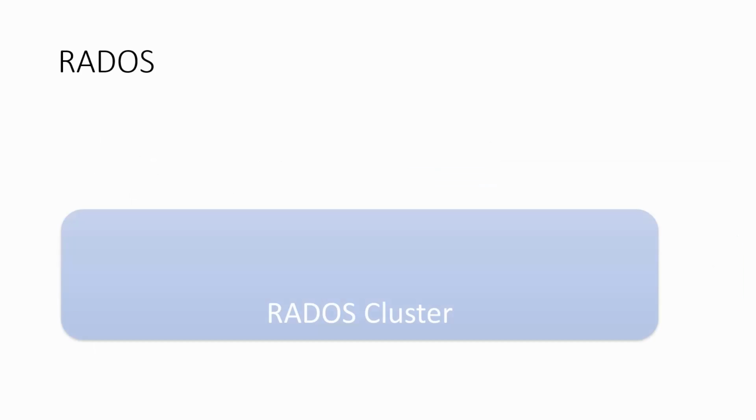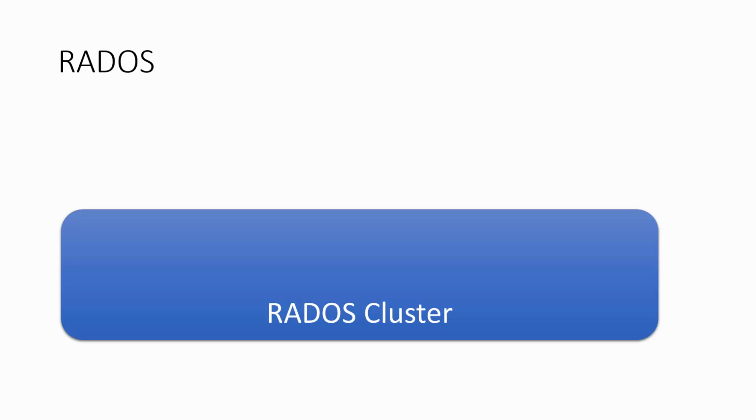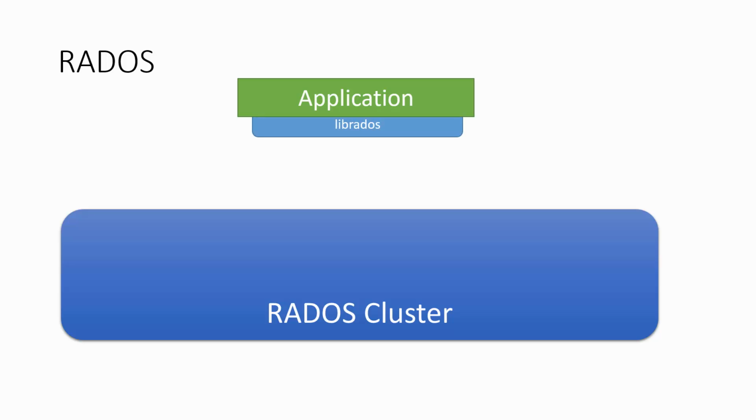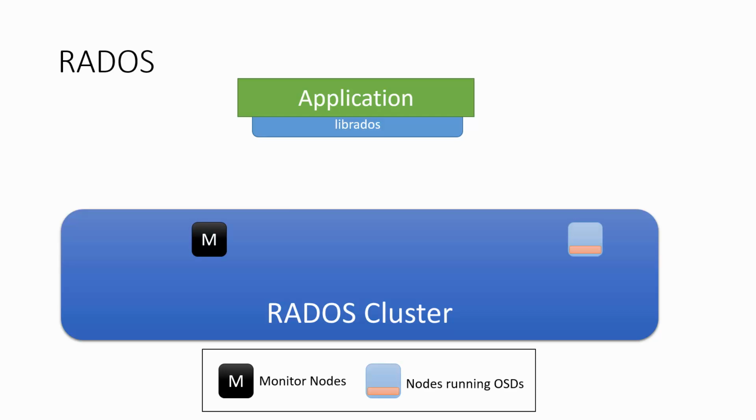Let's look at how RADOS works. Now, RADOS nodes are organized into a cluster, and applications that need to communicate with RADOS require either librados or some of the higher level APIs that you saw in the previous slide. A RADOS cluster consists of two types of nodes. One is the monitor nodes marked M, and then we have nodes that run object storage daemons or OSDs.